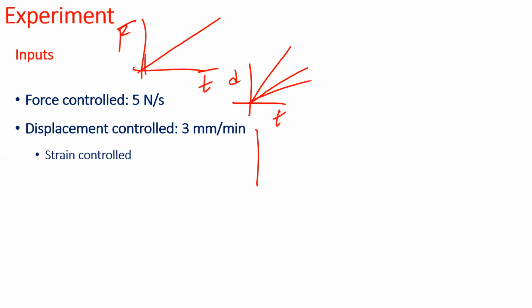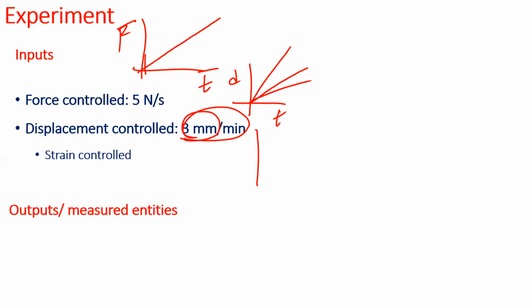And some users also call it strain control, which is incorrect because strain does not have a unit. This is displacement units. 3 mm per minute is basically a displacement control rate. Strain does not have a unit. But people do call it strain control, which is a loose term.